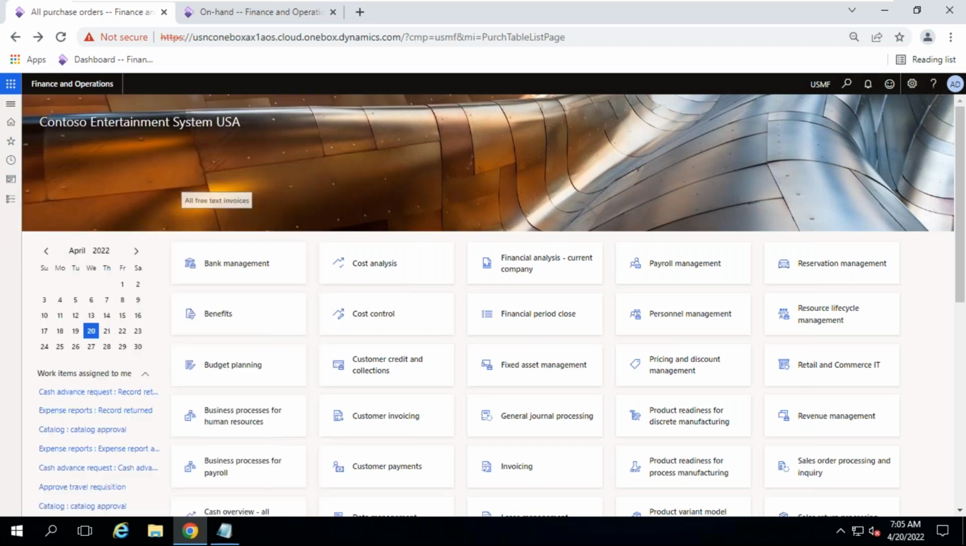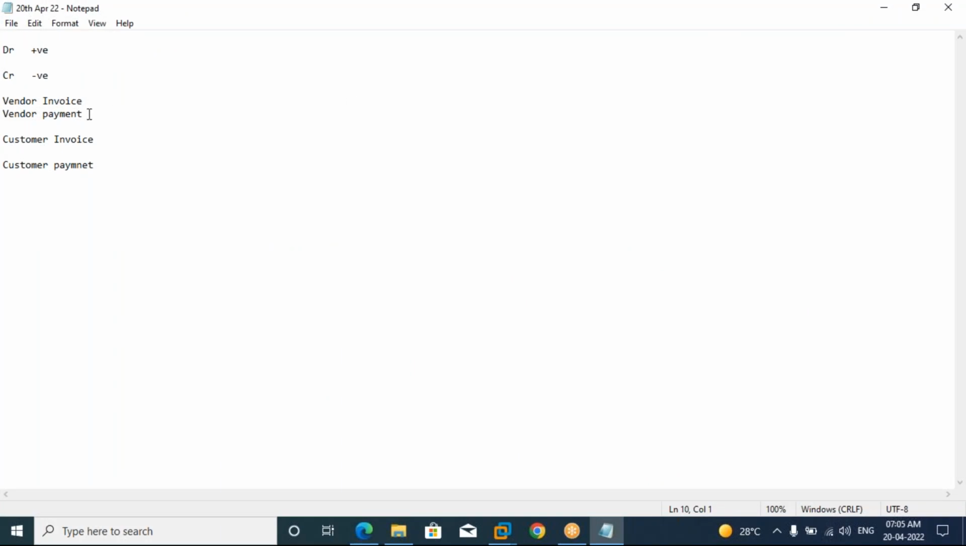Invoices, all Fretix invoices. A customer invoice can be done in 2 different ways. One is Fretix invoice, another is sales order invoice. Now we are learning Fretix invoice. Fretix invoice means without any item, whereas the other is with item. It means you are providing service to your customer.